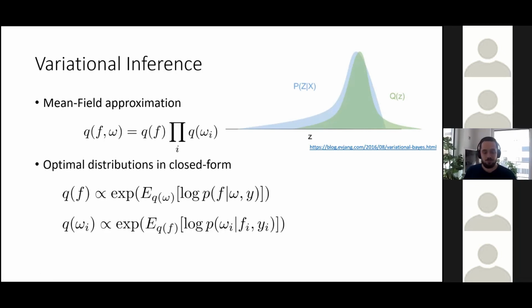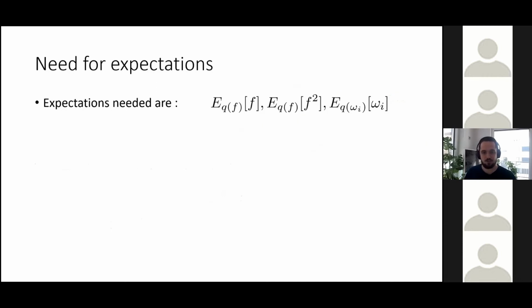So using the framework of Blei et al., we can compute the optimal distribution of f and omega i, given some expectations. But what expectations do we need? We need the expectation of f, f squared, and omega i. The expectation of f and f squared is very straightforward, because we know how to do this. With these Gaussians, everything is beautiful.